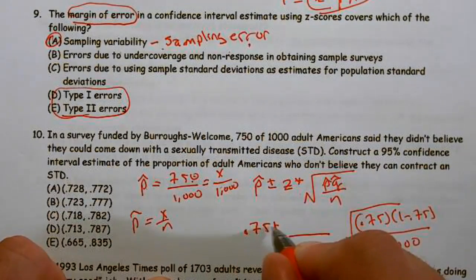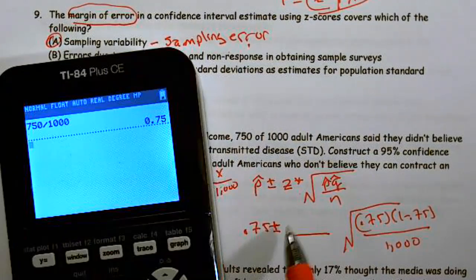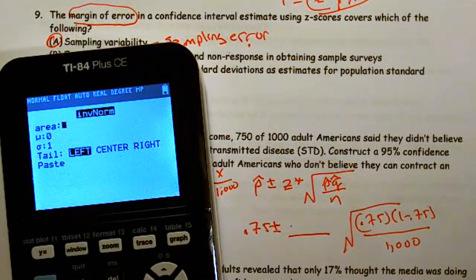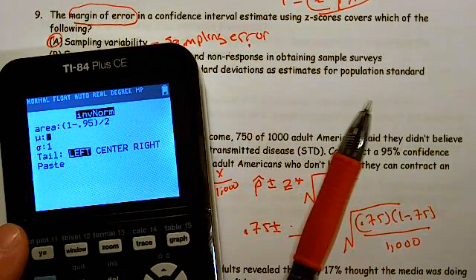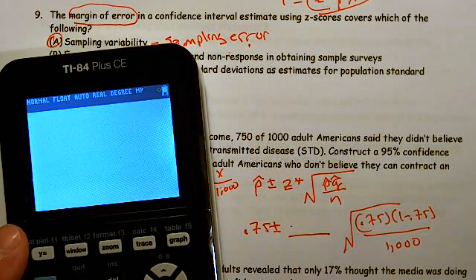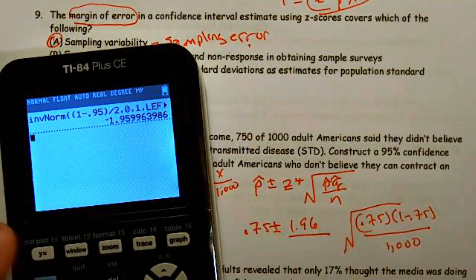And like I said, if you were showing your work on an FRQ test, you would need to calculate z star, which would be second vars, inverse norm, parenthesis, 1 minus 0.95, close parenthesis, divided by 2. We're working with a z, so mean is 0, standard deviation of 1. And I should get about 1.96. All right. So that's if I were showing all my work.